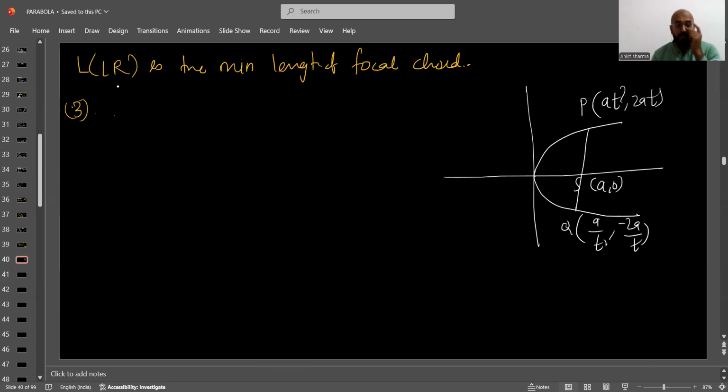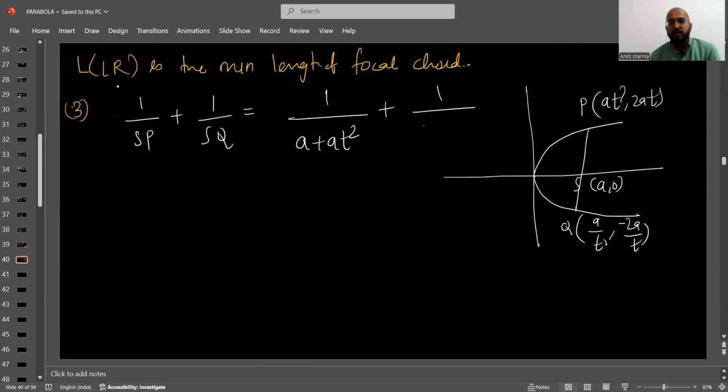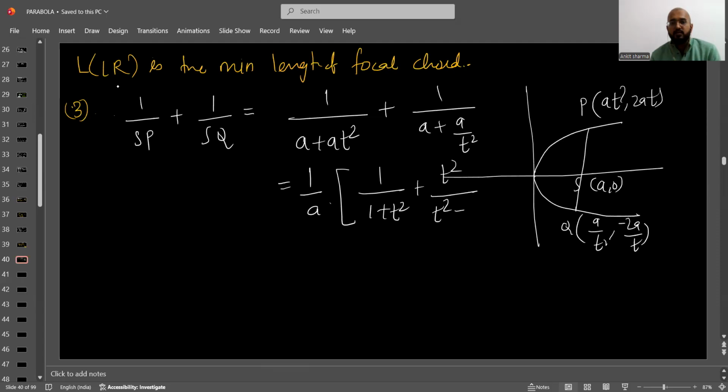So with these points, what I'm saying is let us find out 1/SP + 1/SQ. So 1/SP, what is SP by the way? SP is the length of the focal chord, which is a + at², plus 1 over SQ, which is again a + a/t². So now we can take 1/a completely common. I now have 1/(1 + t²) plus t²/(t² + 1). So this eventually gets cancelled and we get only 1/a. So 1/SP + 1/SQ is equal to 1/a.